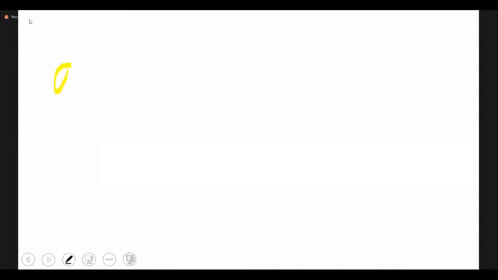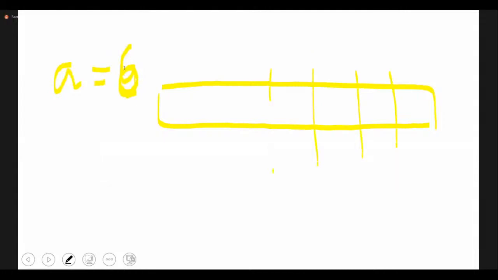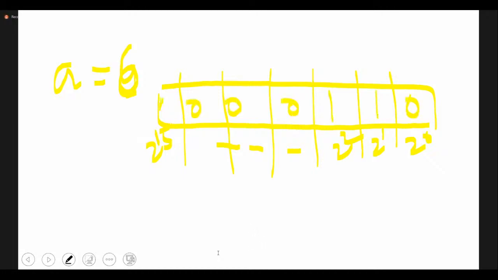So as I said, if A's value is 4, or let's take it as 6. So how it will take, for example, your processor is 2 bytes, it will take 2 bytes now. This starts from 2 power 0, 2 power 1, 2 squared, and so on. So 6 means what? 4 plus 2. So 1, 1, 0, the remaining bits are 0. Now when you apply complement on 6, all these are inverted to 1s. These bits are inverted to zeros.